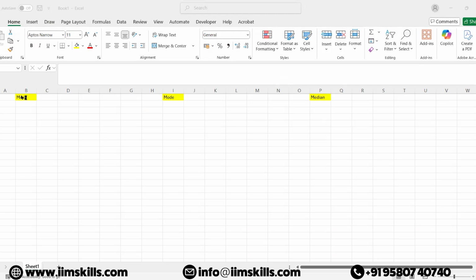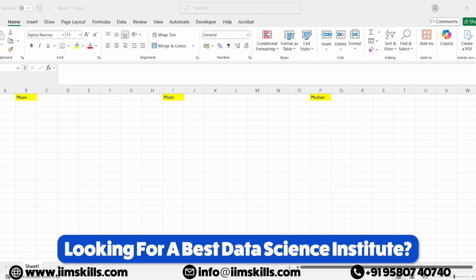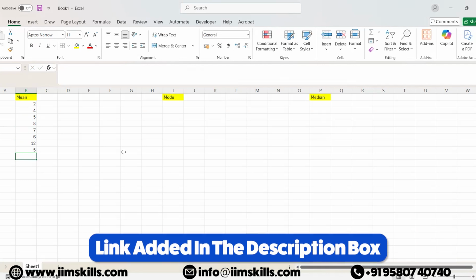So, mean. The important part is that we have to find the average, but what kind of data? The data that is closely related. Okay. So, let's consider your data something like this. Let's give some random information. We've got some 15 rows.